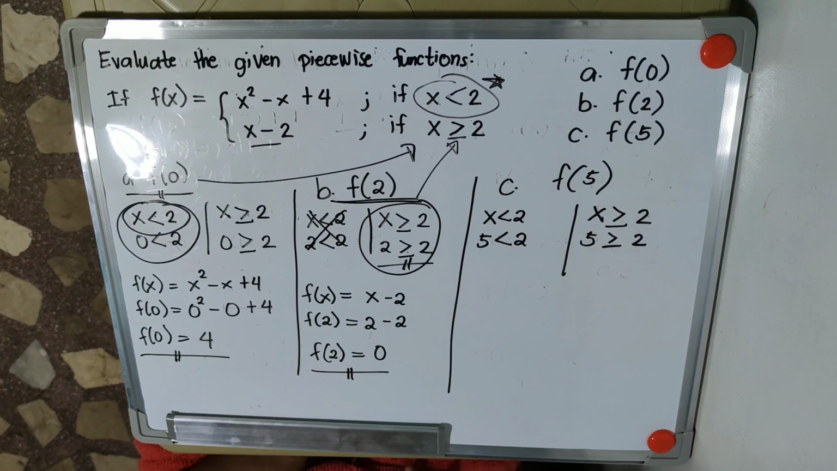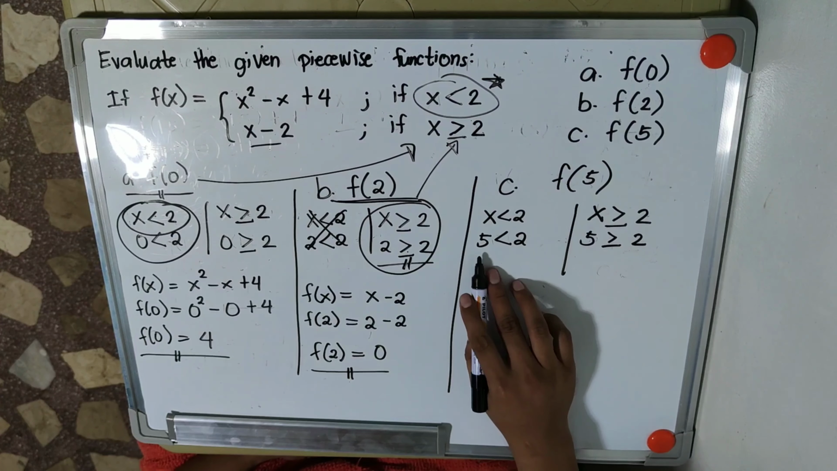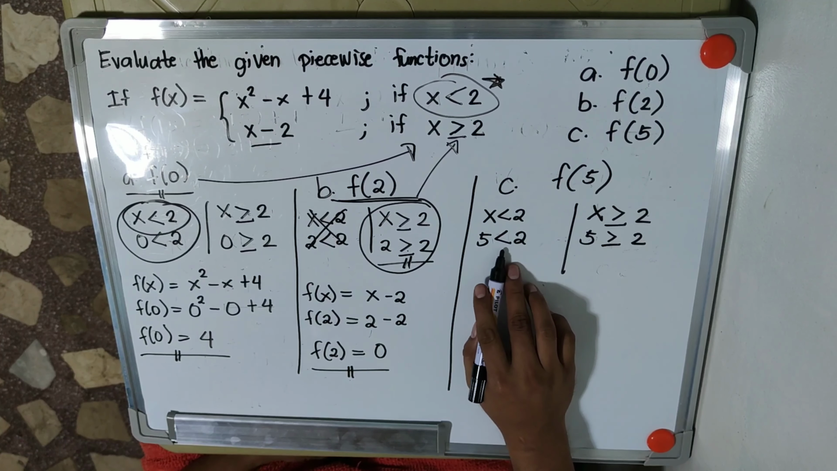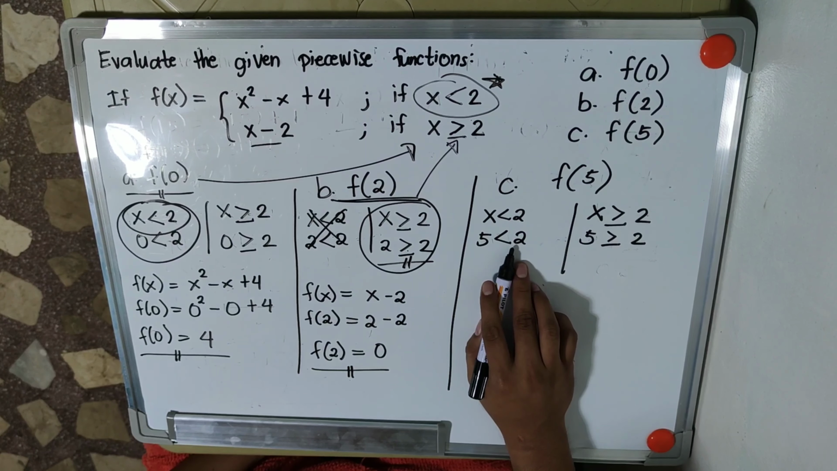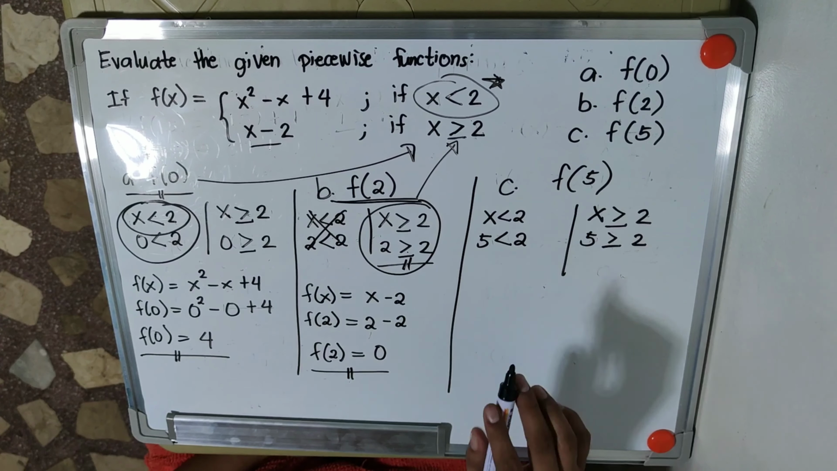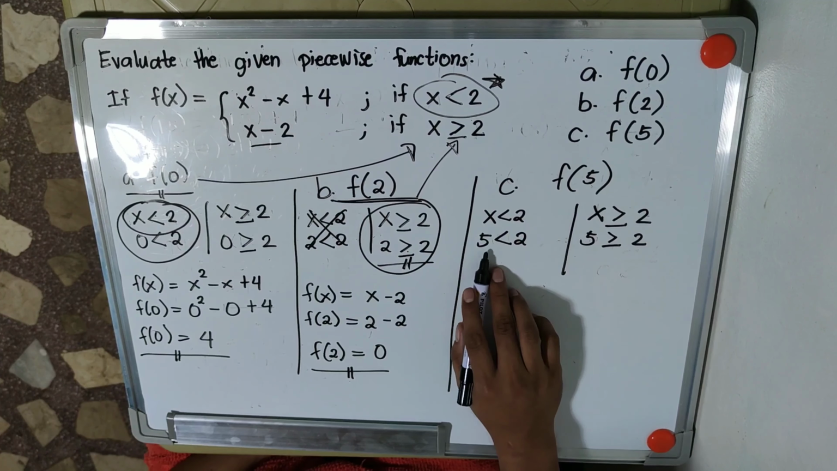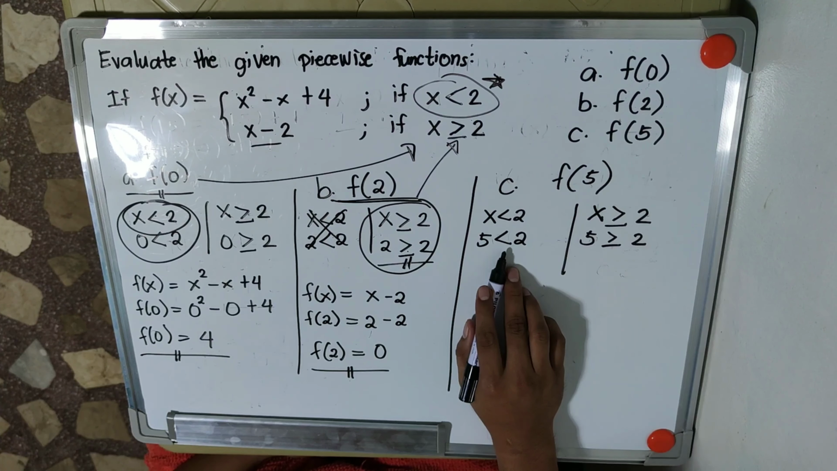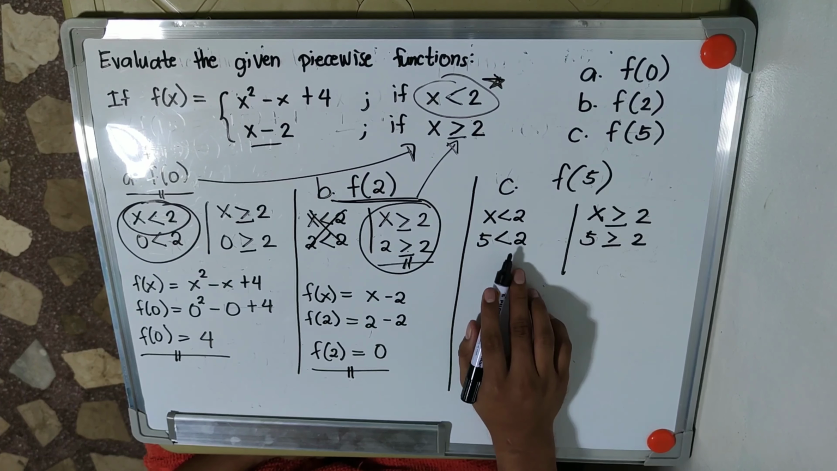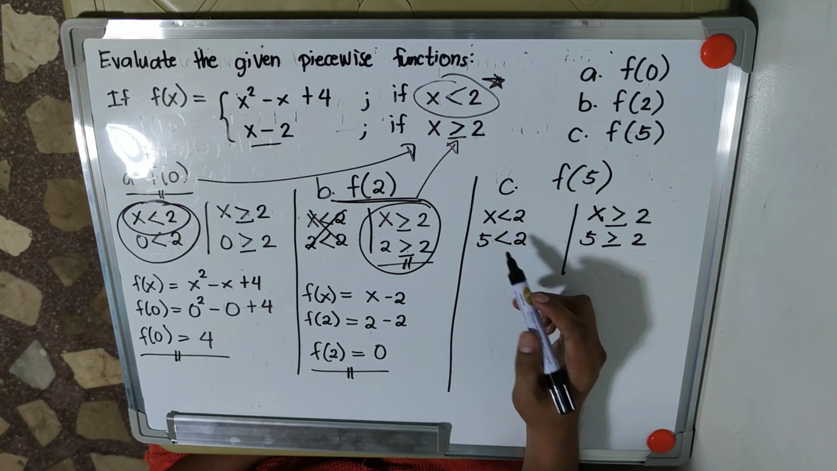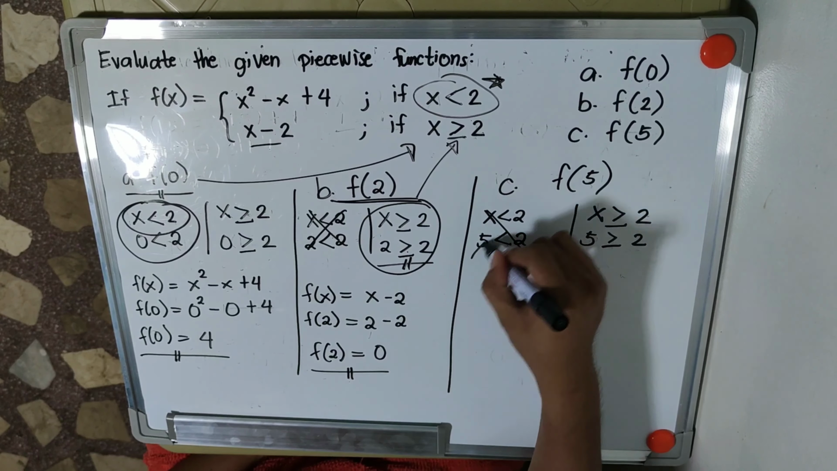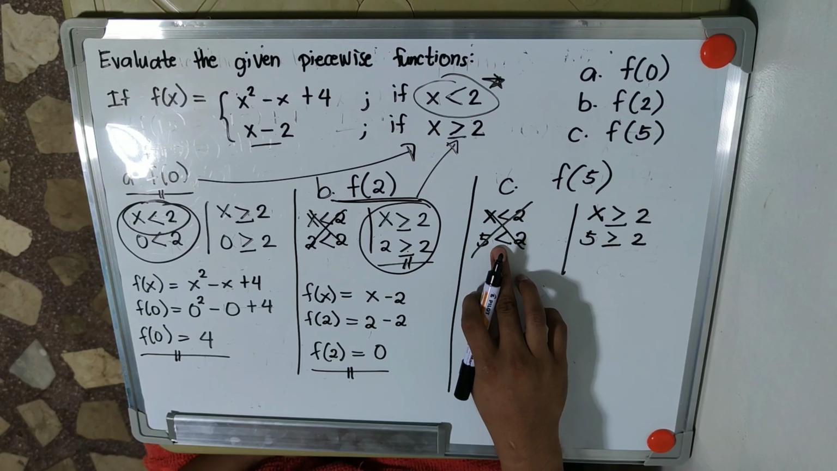Saan dyan yung tama? Is 5 less than 2? Saan nakaharap yung symbol? Nakaharap yung symbol kay 2. Ibig sabihin, sa condition na to, sa equation na to, mas malaki si 2. Is that correct? Is 2 greater than 5? No. Is 5 less than 2? No. Kasi si 5 ay mas malaki kay 2. Dapat yung symbol makaharap kay 5. Ibig sabihin, we are not going to use this condition.